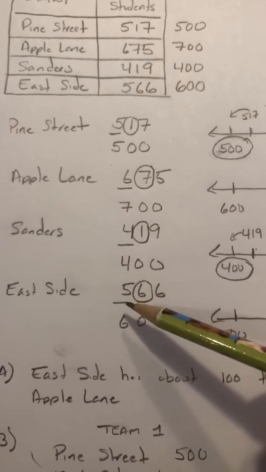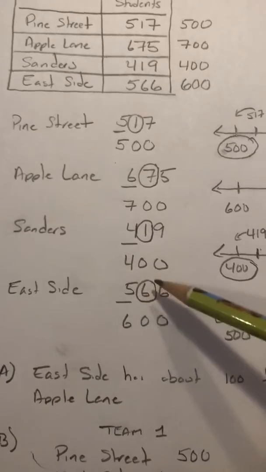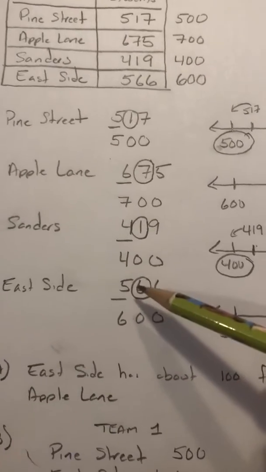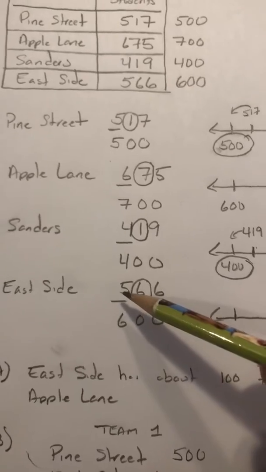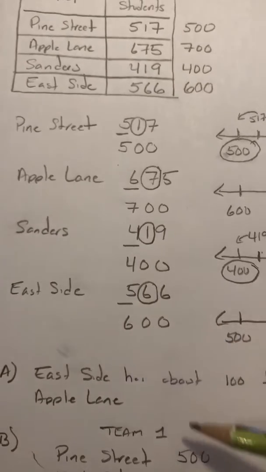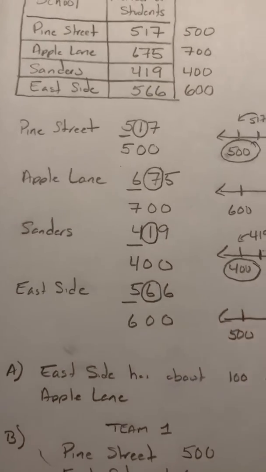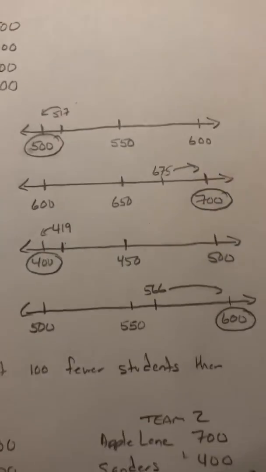And the last one, we had East Side School, which had 566 students. So I underlined the 5 in the hundreds place. I circled the 6 in the tens. Since 6 is bigger than 5, that 5 is going to go up to a 6, so it becomes 600.